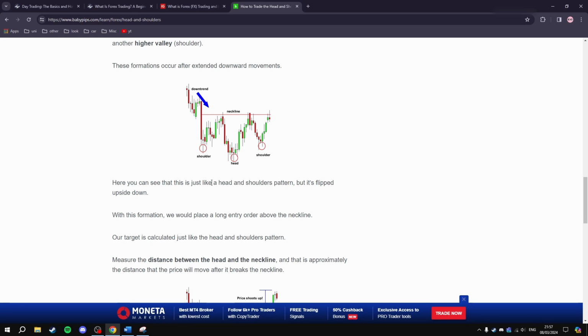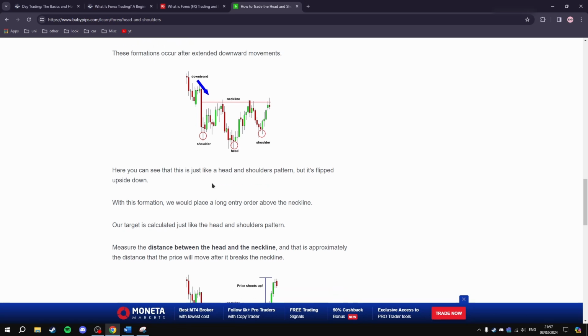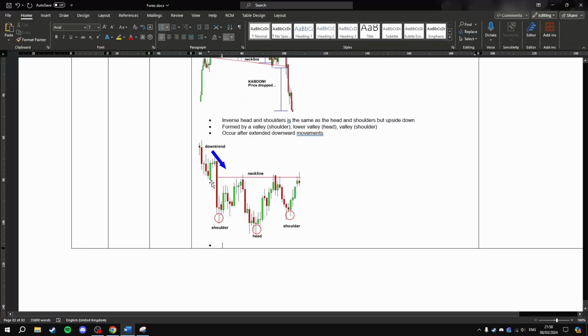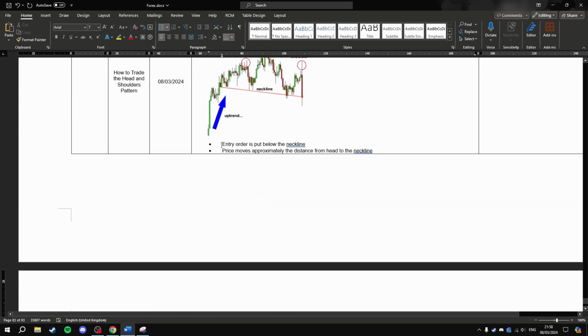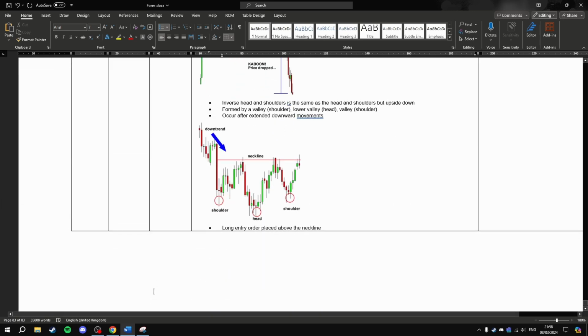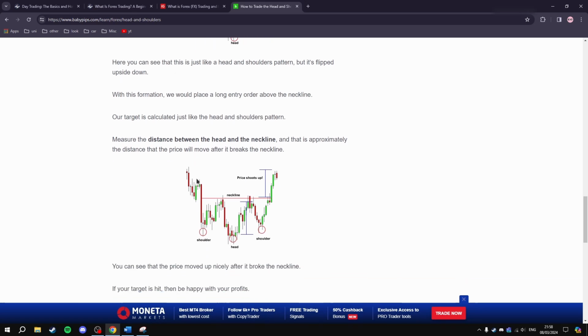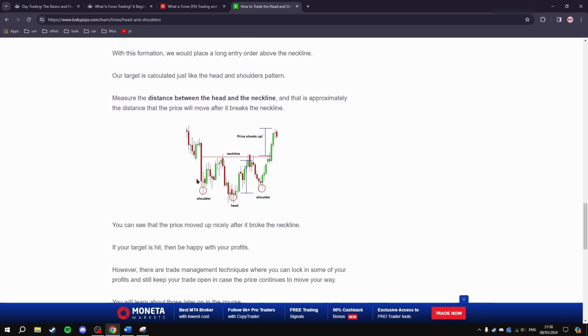With this formation, we will place a long entry order above the neckline. This should be a short entry order, just put below the neckline. Our target is calculated just like the head and shoulders pattern. Measure the distance between the head and neckline. That is approximately the distance that the price will move after it breaks the neckline.